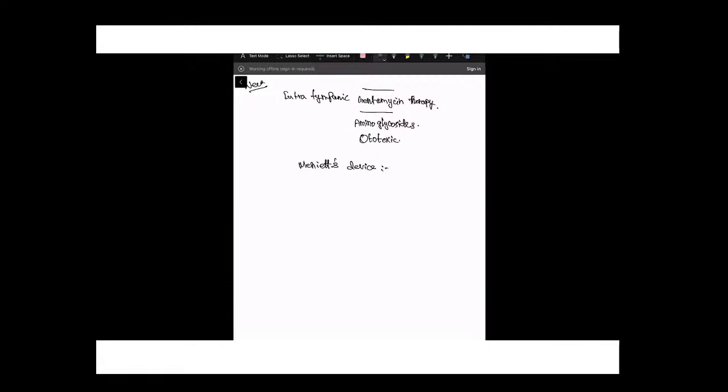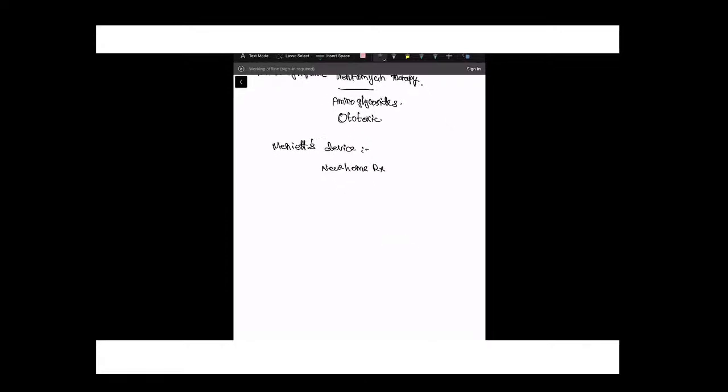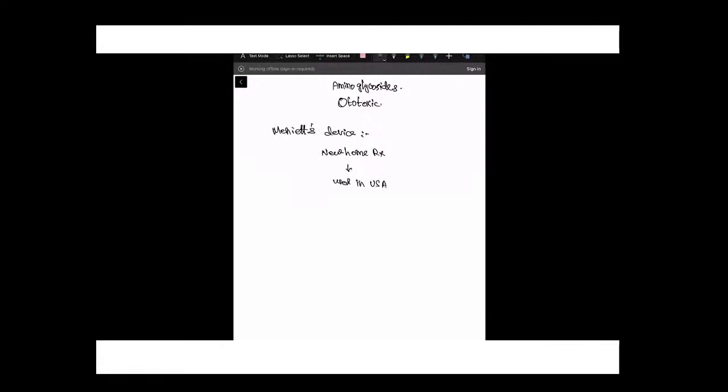It is a new home-based treatment. This device will decrease the pain or the tinnitus in Meniere's disease. It is used in the USA, not available in India. This is an FDA approved device.